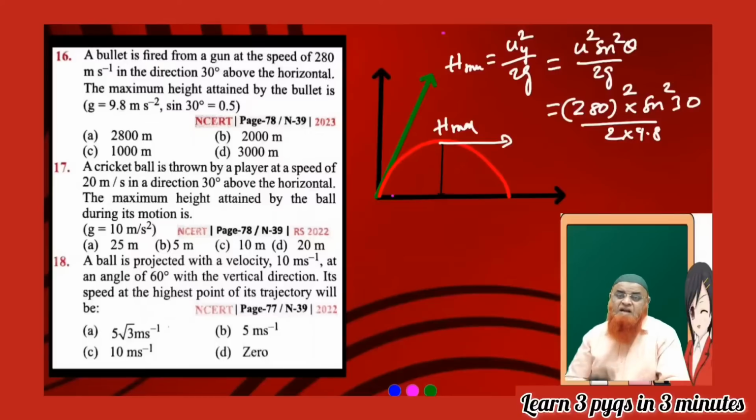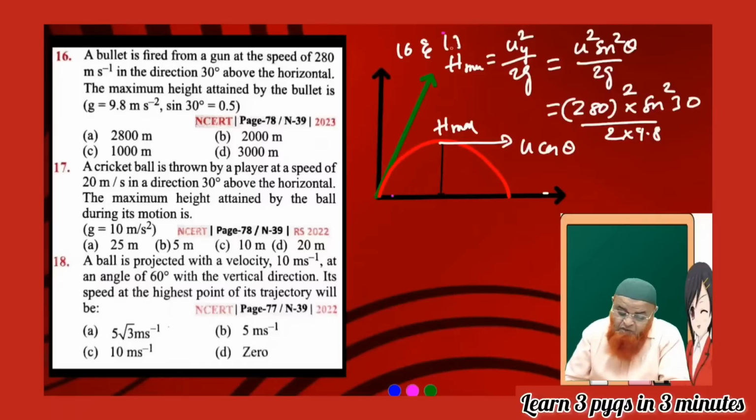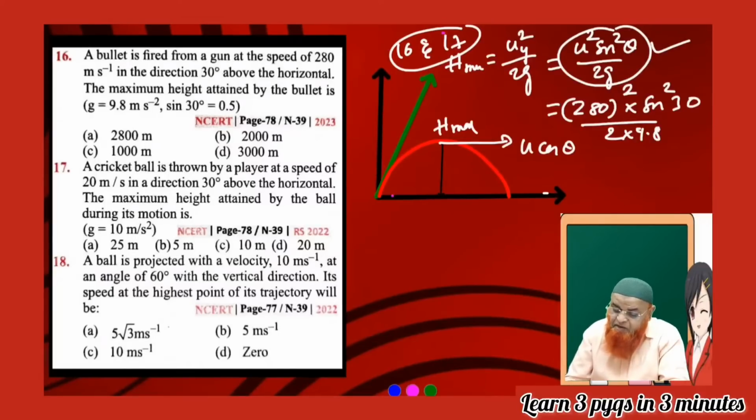Your velocity at the highest point, if you want to find out, it is simple that only u cos theta component is acting at the highest point. U cos theta, that's it. This formula will give you the answer. Like we have solved 16 and 17 with the basic formula, this is the basic formula.